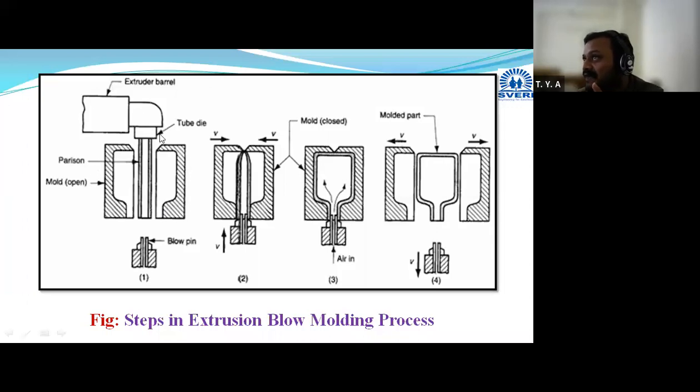Whichever die opening we are going to use in this extrusion, depending on that opening, the final thickness will be determined. Okay. So at the end, after sufficient cooling, the mold will be opened, and whichever final product is there is ejected from that mold cavity, and we will get the final product. This is the extrusion blow molding process.